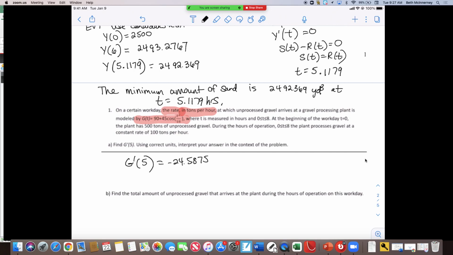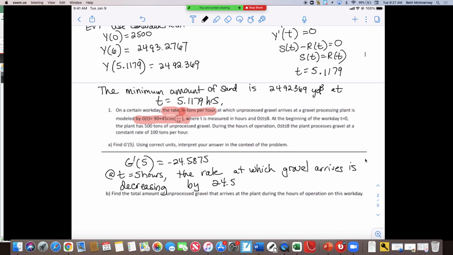So, and it says interpret this. So I would say at t equals 5 hours, the rate at which gravel arrives is decreasing. So now I'm telling it that it's a rate of a rate by 24.5875 tons per hour per hour. Do you see that? It's a rate of a rate.